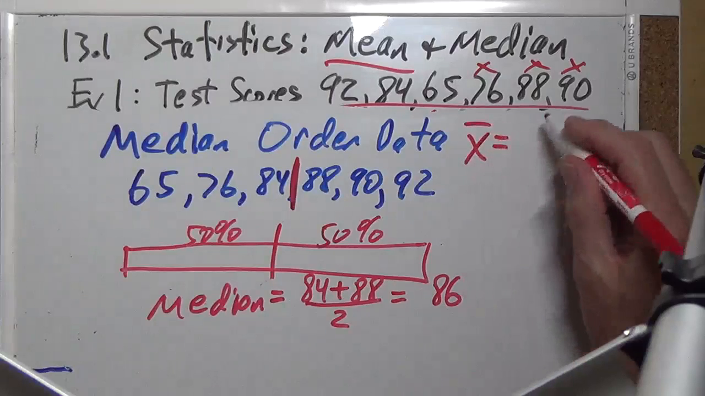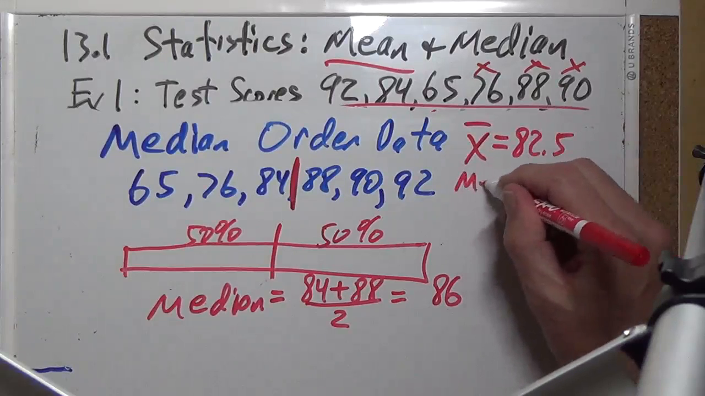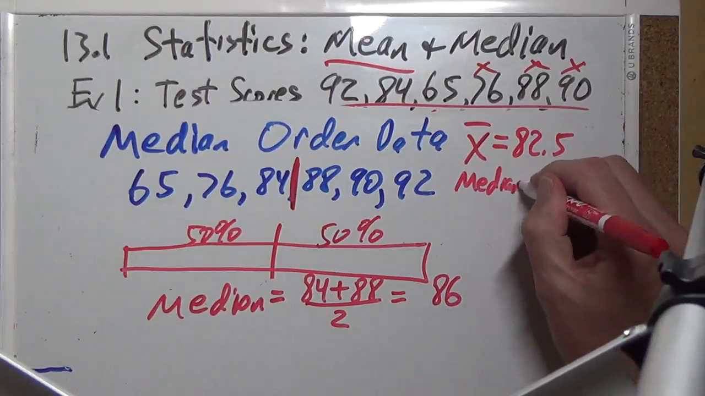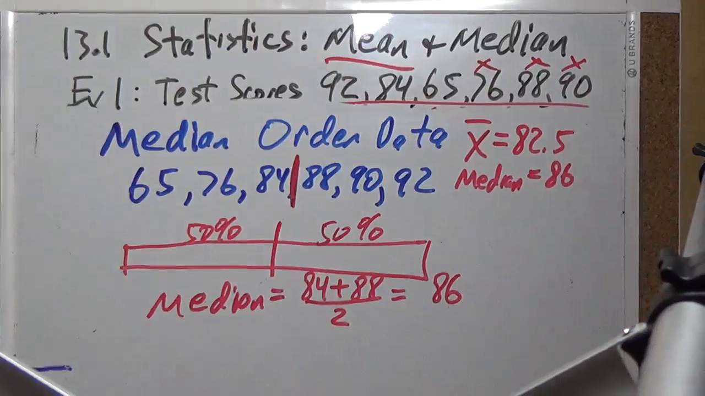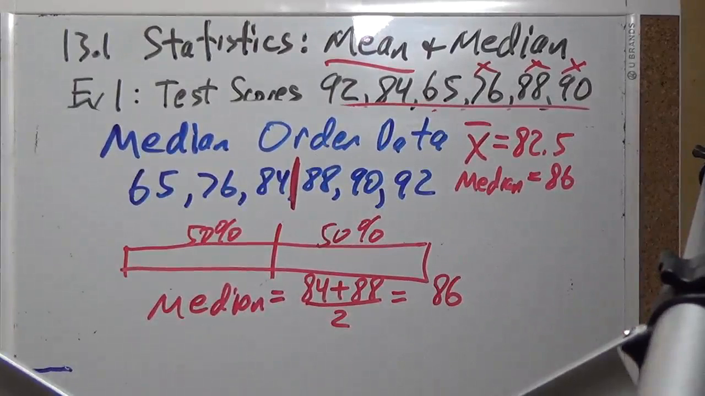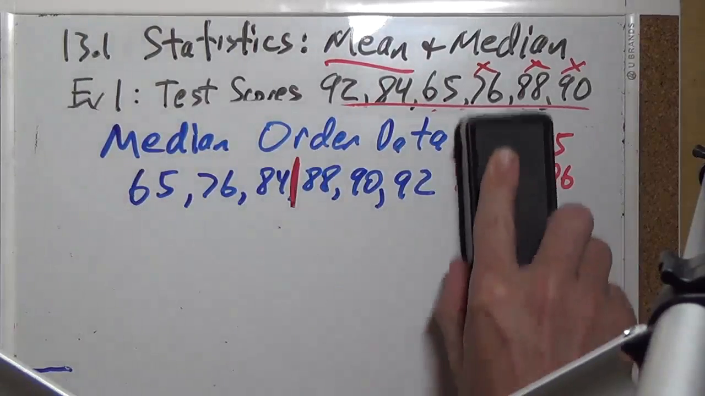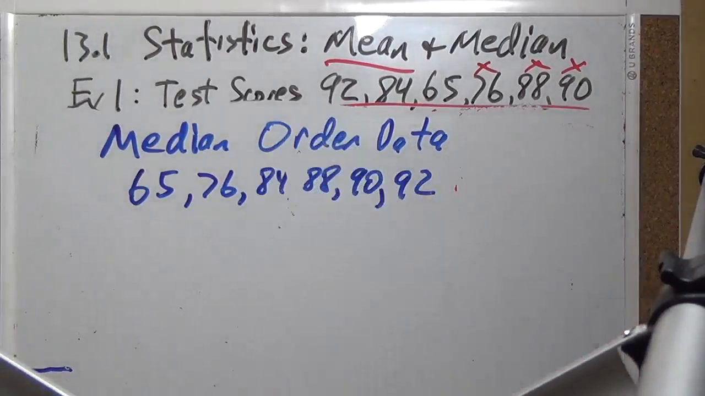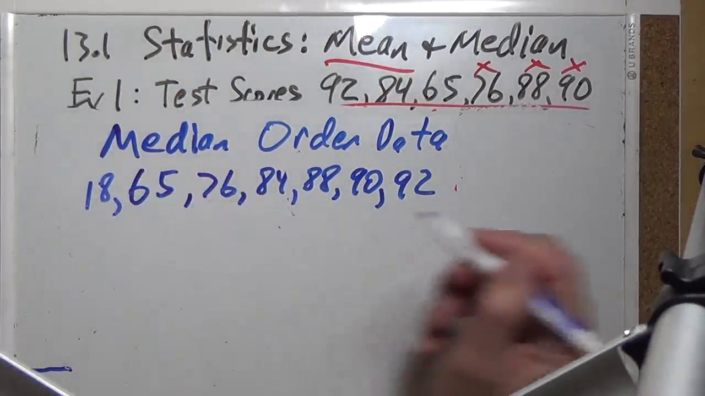So for this data, remember our mean was 82.5. Median is 86. They're very close together. We'll talk about what they do in a bit, because now I'm going to go back and add my outlier, that 18, and do the median again. So now I've got an 18 here.